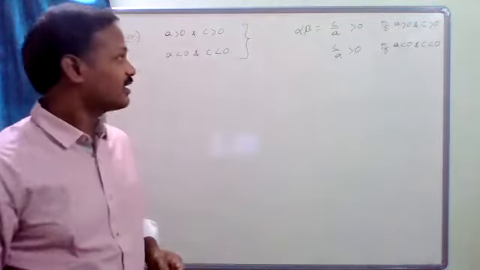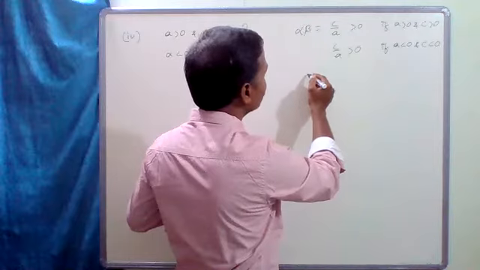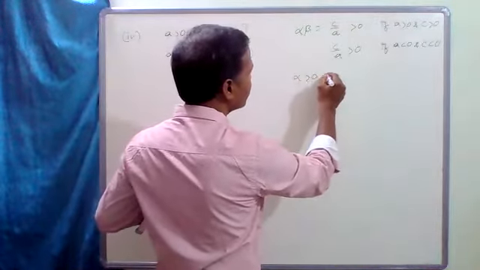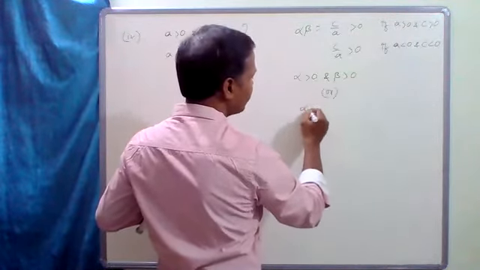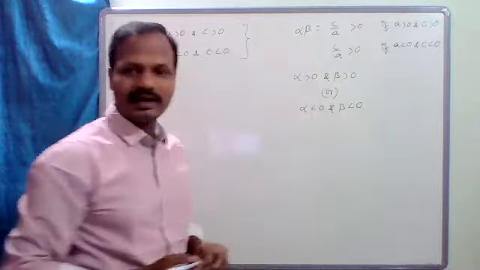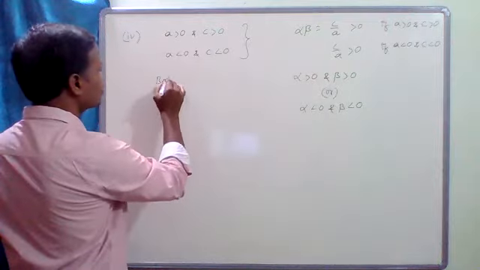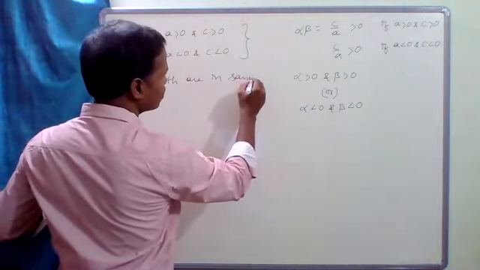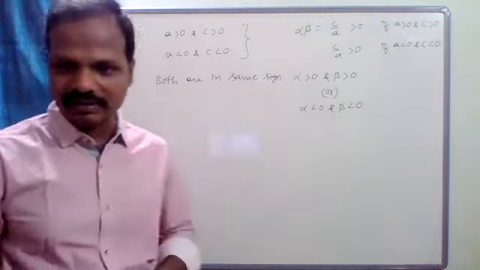So in that case, the product of the roots is positive. So both are positive or both are negative. Alpha greater than 0 and beta greater than 0, or alpha less than 0 and beta less than 0. So both are on the same side.